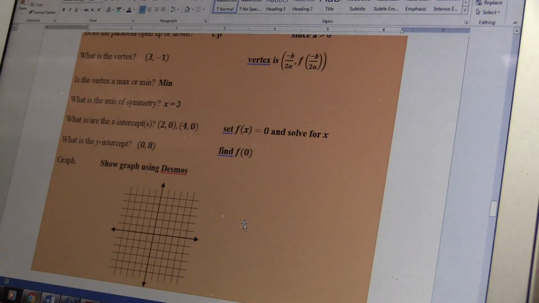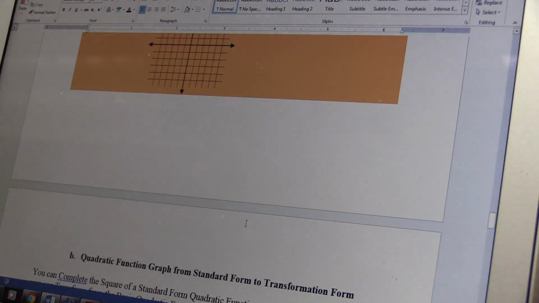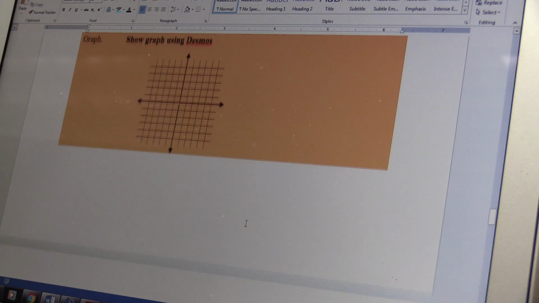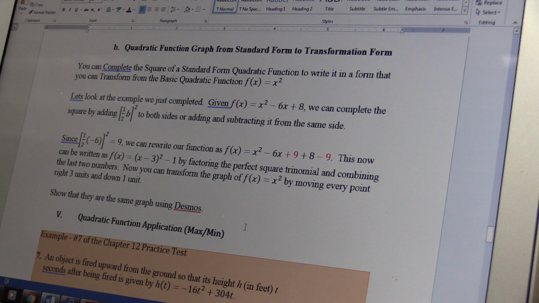Now you do not have to do the next thing that I'm going to show you, but one cool thing to do to check your graph is, if you have lots of time on the test and you've got the -b over 2a, the vertex stuff down, and you know how to graph this, you may want to check by transformation. You're not going to be required to do this kind of a graph, but it's really neat to see. You could actually complete the square of a standard form of a quadratic and write it in a transformable form and show that they're the exact same graph.